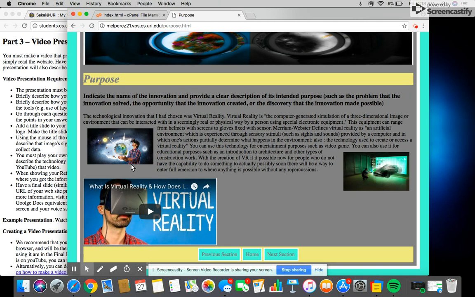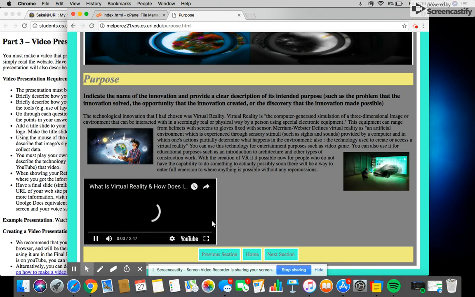Virtual reality is a computer-generated simulation of a three-dimensional image or environment that can be interacted with in a seemingly real or physical way by a person using special electronic equipment. This equipment can range from helmets with screens to gloves fitted with sensors. Merriam-Webster defines virtual reality as an artificial environment which is experienced through sensory stimuli such as sights and sounds, provided by a computer in which one's actions partially determine what happens in the environment. Also, the technology used to create or access a virtual reality. Basically, this is a sum up from the beginning. And I have a video here briefly explaining it.